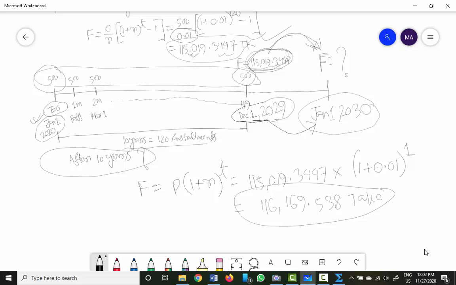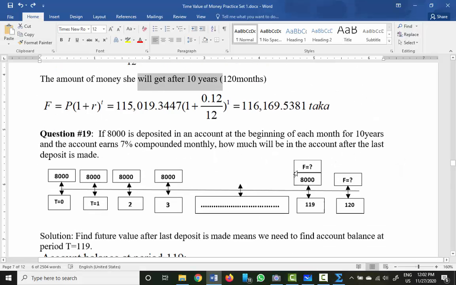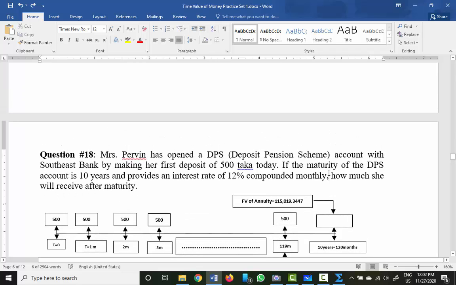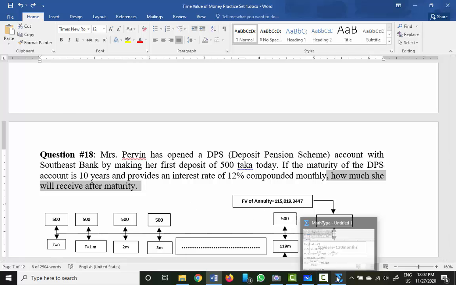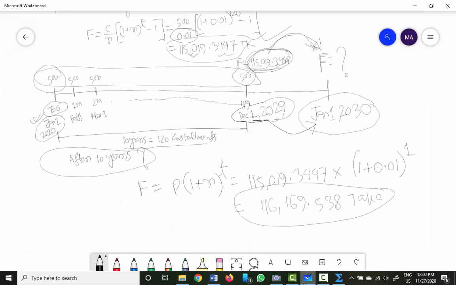So if the question asks you how much you will get after maturity, or after the last deposit is made, or at the time of last deposit, in that case this will be the answer. This is the amount you will get at the time of last deposit.